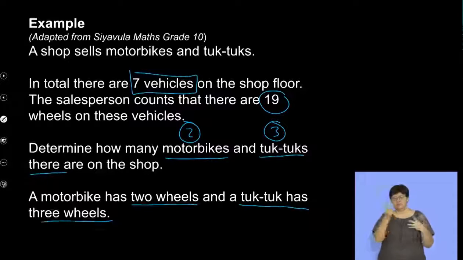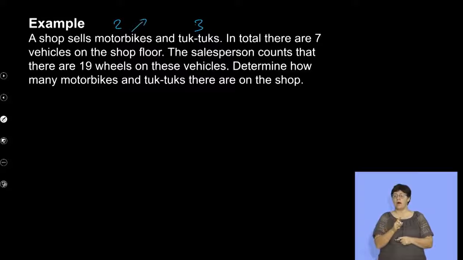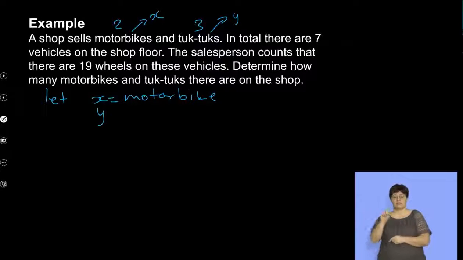And a tuk-tuk has 3 wheels. So far what do I know? Let's go back. Let's go this side. So the tuk-tuk, I know that has 3, as I just said. Motorbike has 2. So I'm going to let the motorbike be X, and I'm going to let the tuk-tuk be Y. So I will quickly just say let X equal the motorbike, right? And then I will say let Y equal the tuk-tuks.